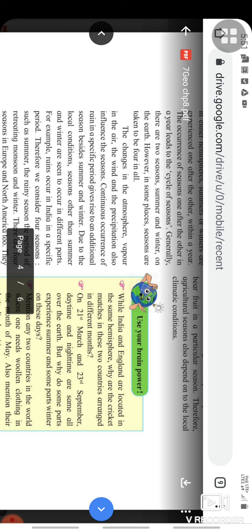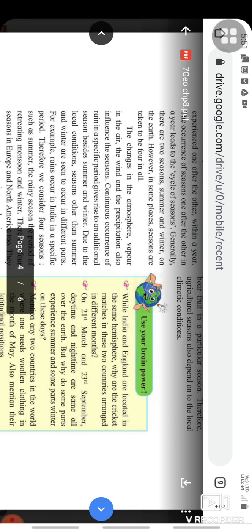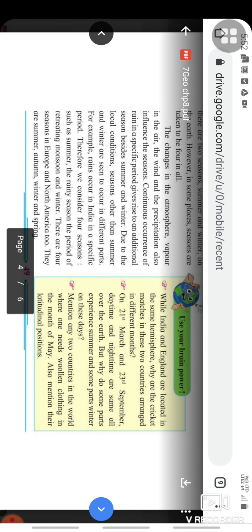However, in some places, seasons are taken to be 4 in all. The changes in the atmosphere, vapor in the air, the wind and the precipitation also influence the seasons. Continuous occurrence of rain in a specific period gives rise to an additional season besides summer and winter. And due to the local conditions, seasons other than summer and winter are seen to occur in different parts.